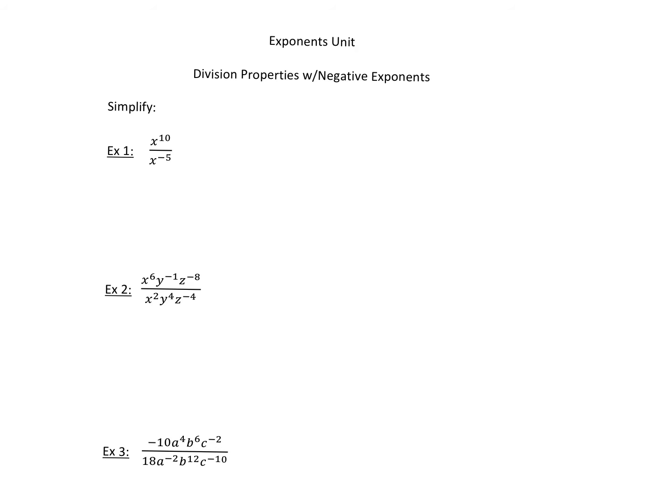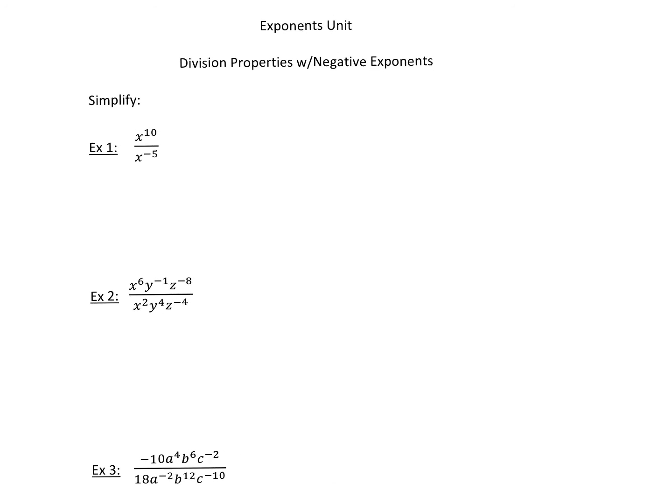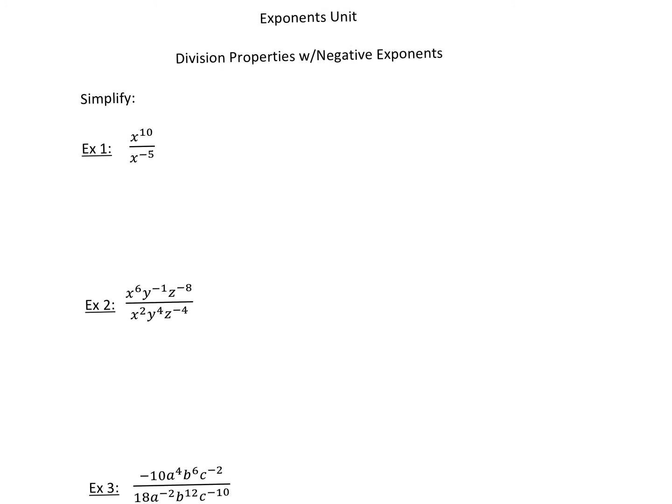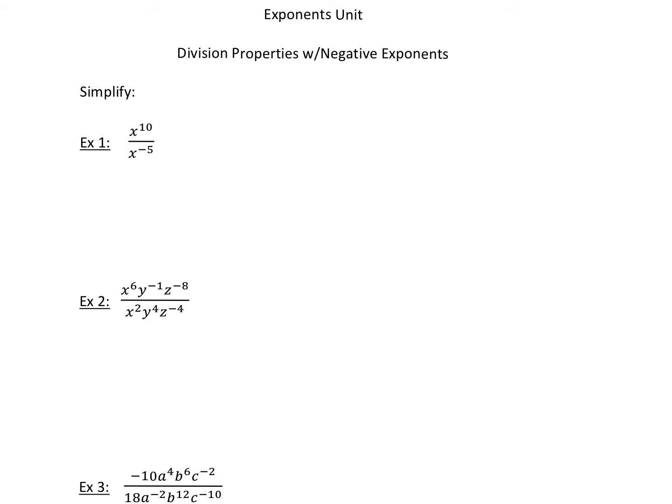Hi again. All right, so now we're going to move on to division. Division is the opposite of multiplication. So if in multiplication we add exponents, in division we subtract exponents, okay? I'm going to show you two different ways of looking at them. One way of looking at division is that we subtract the exponents on the same base.